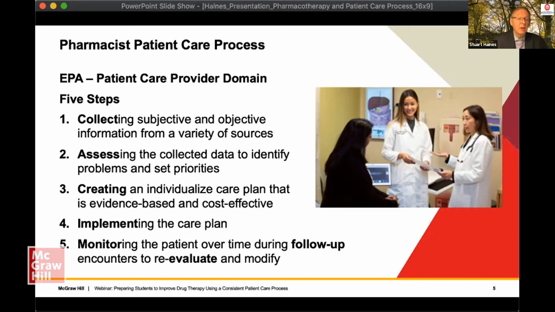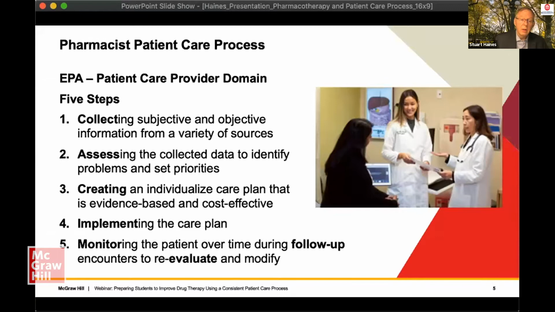And then finally, monitoring the patient over time through continued follow-up to determine whether the outcomes have been achieved, and then reevaluating and adjusting that plan based on new information that's collected. So we're kind of going back to the collect step.